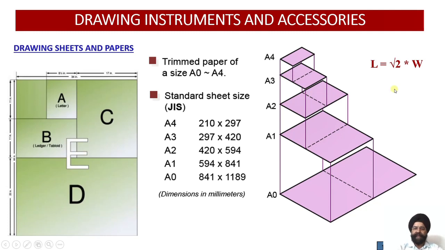But irrespective of whichever sheet we are talking about, in every sheet, length will be equal to under root 2 times the width of the sheet. So if you multiply under root 2 by 210, you are going to get 297. Multiply under root 2 by 297, you are going to get 420 mm. Similarly, you multiply under root 2 by 420, you get 594 millimeters. Same thing applies from A8 to A0 sheets.